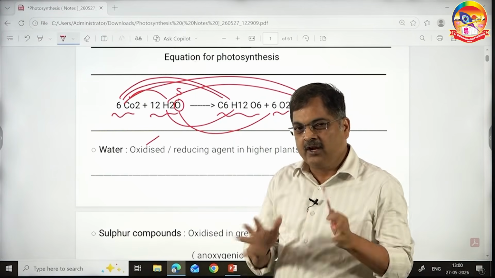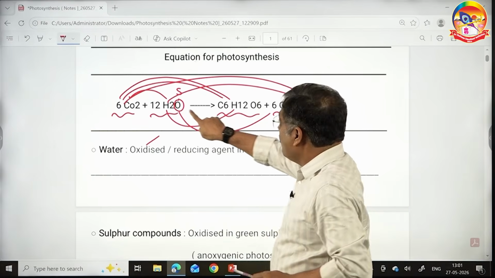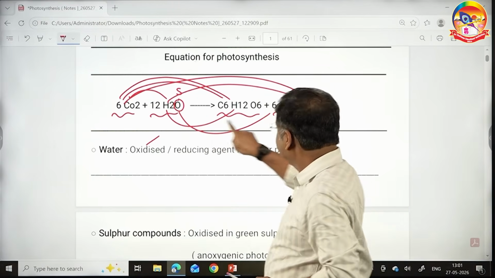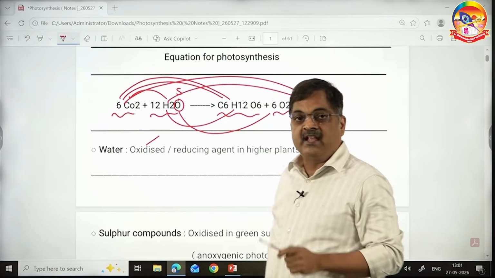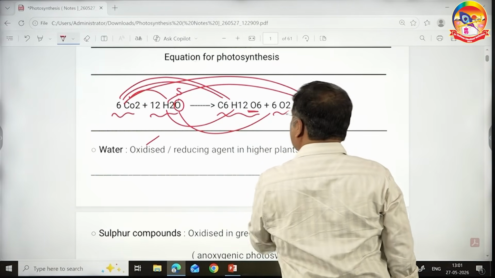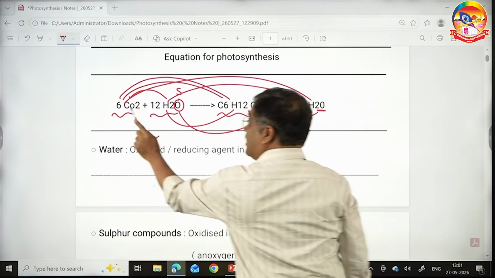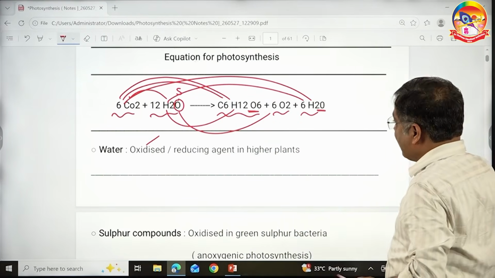Well, these lines are looking a little difficult for you to understand, isn't it? Shall I make it easy? 12 oxygen atoms are there. 6 2s are 12. It means that all the oxygen liberated is coming from water, isn't it? Then the oxygen present here and the oxygen present here should definitely come from carbon dioxide. That's it. Same thing I've written here.